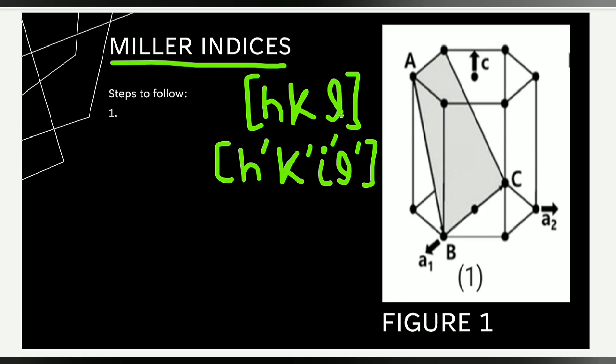So H, K and L will be our Miller indices, while H prime, K prime, I prime and L prime will be Miller-Bravais indices. There will be four axis lines. One will be called A1, the second A2 axis, the third one will be A3 axis, and the last one will be Z axis, while in case of cubes and other coordinate systems we have X, Y and Z axis. In case of hexagonal crystal system we use a 4D coordinate system in which A1 axis, A2 axis, A3 axis and Z axis are the coordinate axes that we choose.